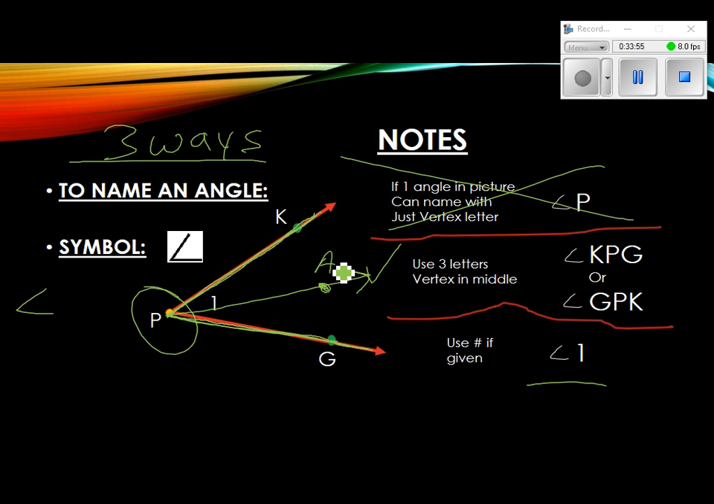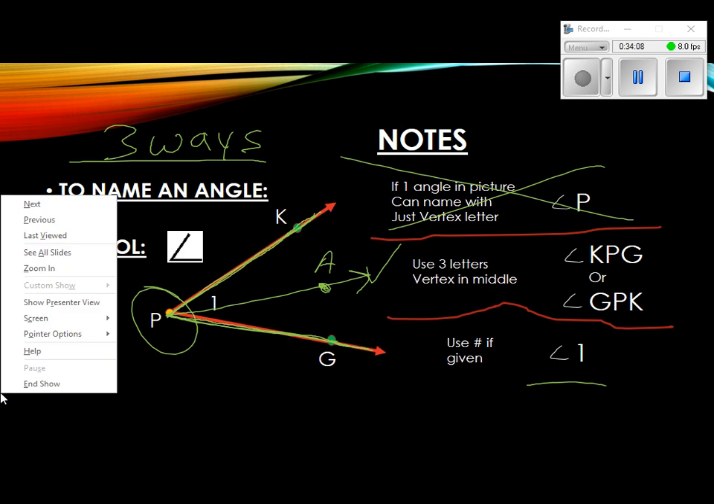Which question, Dawson? Last year, I saw just 2 letters on the ends, like just K and G. They just use those to name it? Really? Shouldn't.